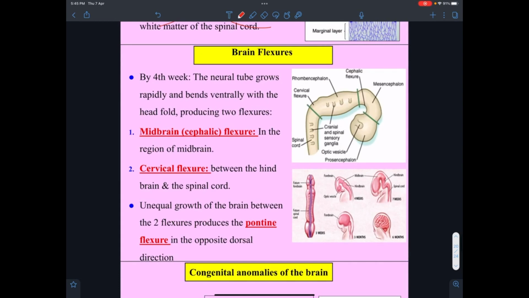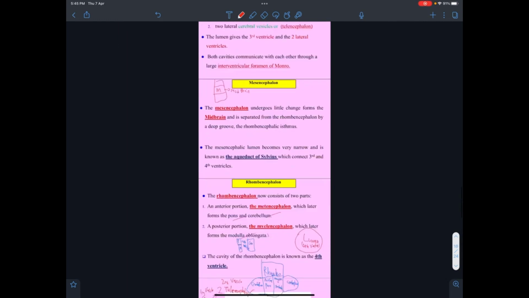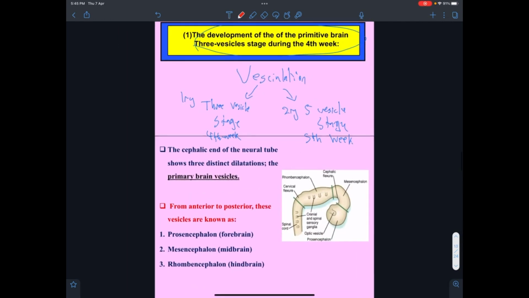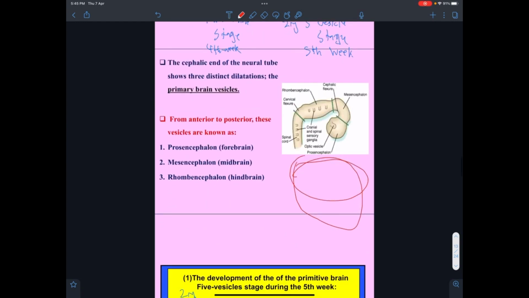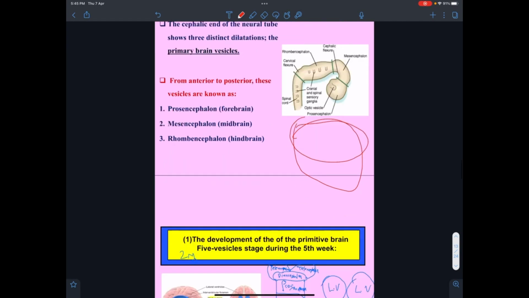And here's the last part, the brain flexures. Now, this is the part we were at the beginning. Remember this picture? Remember when we were talking about the first stage, the 3 vesicle stage, how the cephalic end of the neural tube is going to give you 3 distinct dilatations, the primary brain vesicles, where the neural tube, all right, is not like a straight tube. Like we said, it's basically folded, and when it's folded, it's going to give you the primary vesicles, but it's also going to form three flexures. Remember flexures?